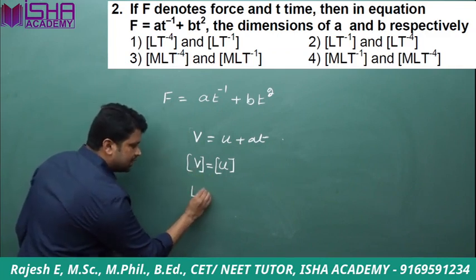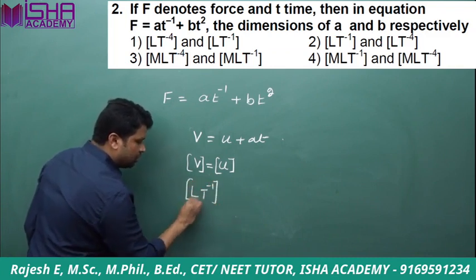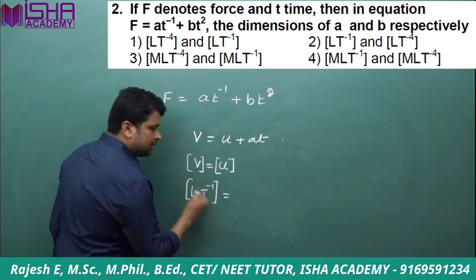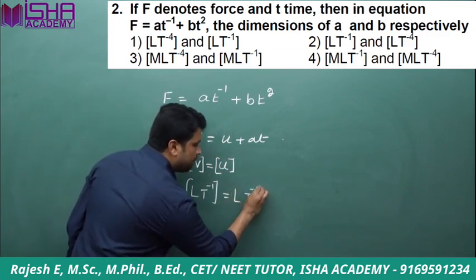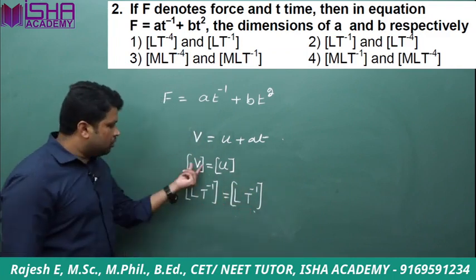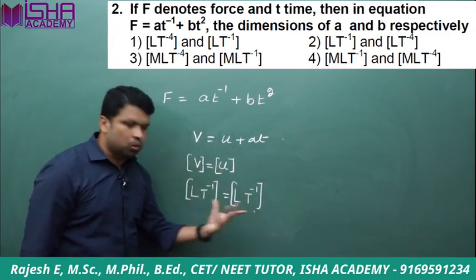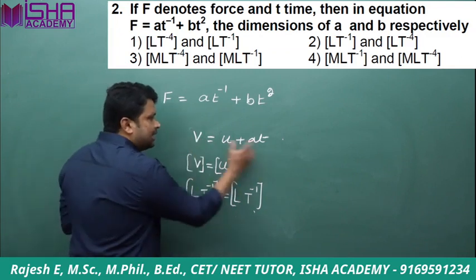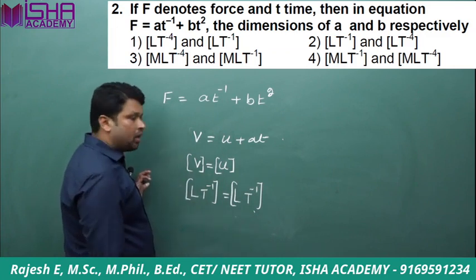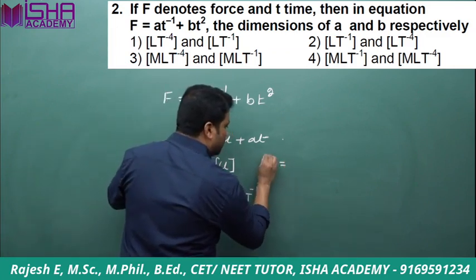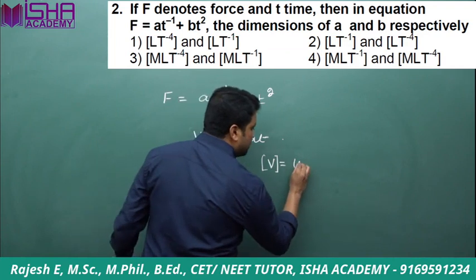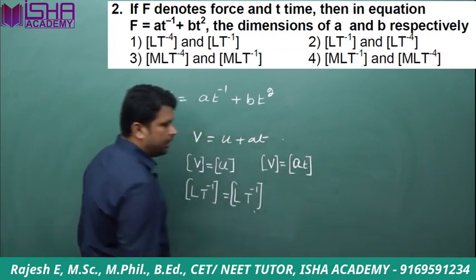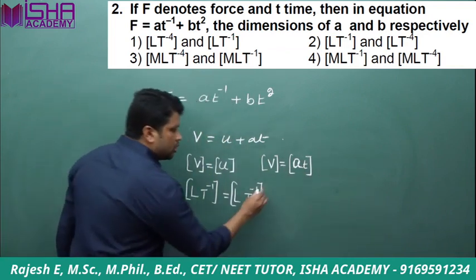So velocity is LT minus 1. This is the dimension of velocity. This is also velocity, so the dimension of this is LT minus 1. See here, the dimension of V is equal to the dimension of U. This is called homogeneity of equation. In the same manner, the dimension of V is equal to the dimension of AT.